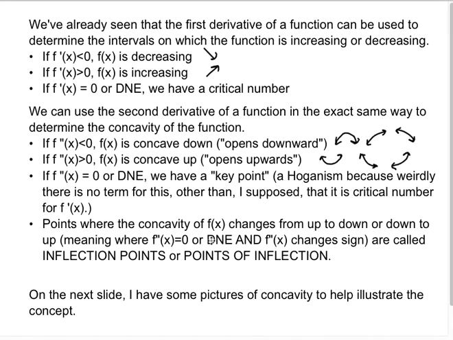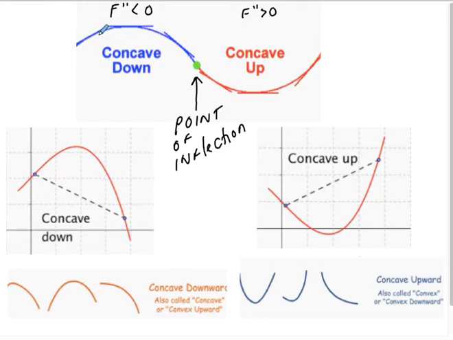So we're going to do some pictures of concavity to talk about what it looks like. So here's examples of concave down, right? And here's an example of concave up. Now, one way to picture this is that if something is concave down, see how the tangent lines of the curve sit above? So if it's concave down, the tangent line sits above the curve. And if it's concave up, the tangent line sits below the curve.